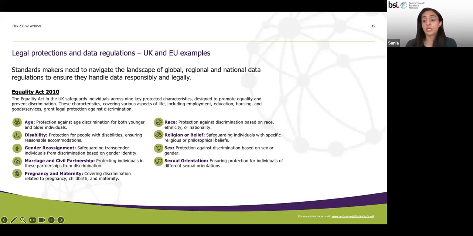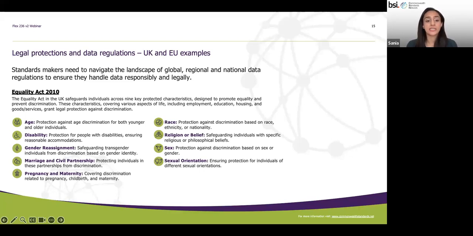These are across a broad range of factors. So this is discrimination across life in general, employment specifically, education, housing, goods and services, and critically, it grants people legal protection against discrimination. So they can take legal action if they feel that they are being discriminated against in a particular area. So again, something that we need to be more and more mindful of as we're looking to design and create more inclusive societies.